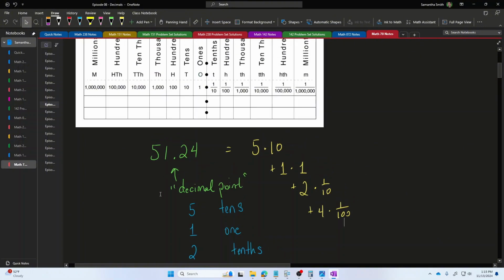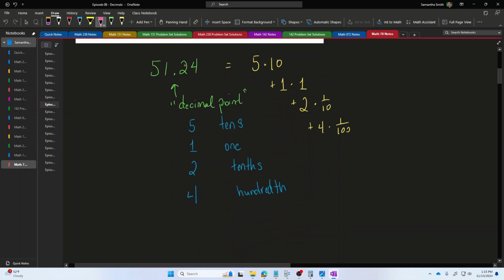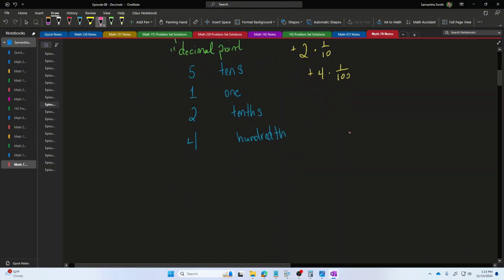Now, many of us, I think, are familiar with decimals from our work with money, because when we're working with money, the numbers to the left of the decimal point usually represent full dollars, and the numbers to the right of the decimal point usually represent fractions of a dollar, or what we would call cents.